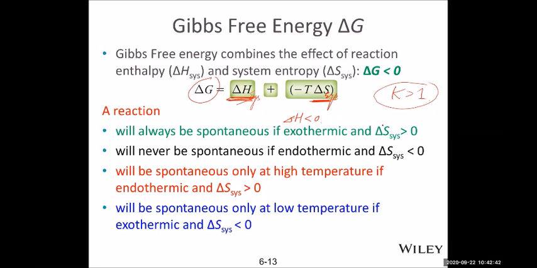Okay, so that's exothermic reaction, entropy increase. And the reverse, if both are opposite, when you have an endothermic reaction and the entropy of the system decreases, that reaction is never spontaneous. The reaction is never spontaneous, that means the reaction will not proceed to become product without any external interference.